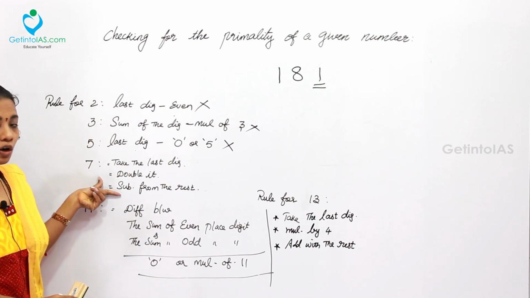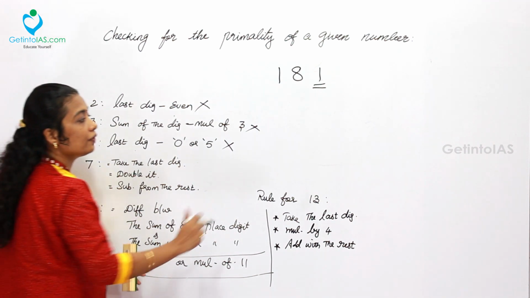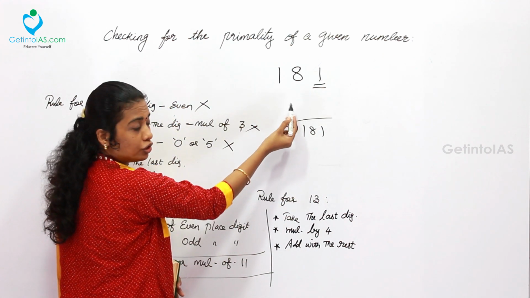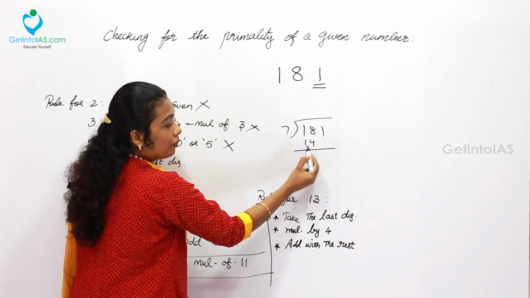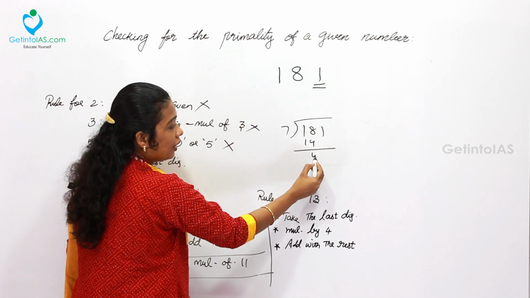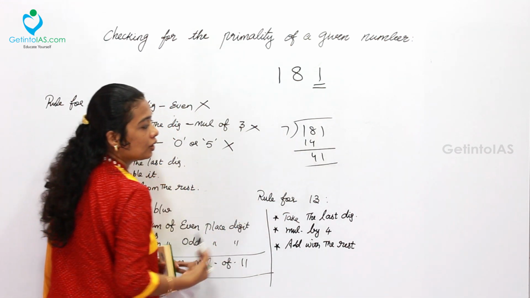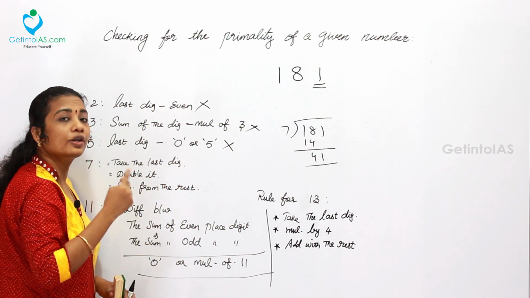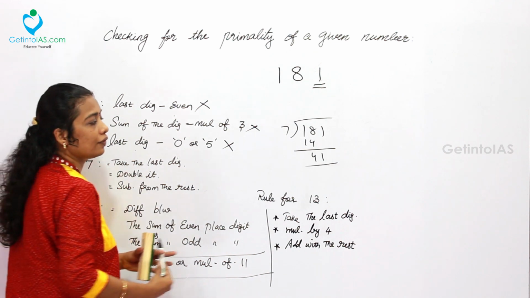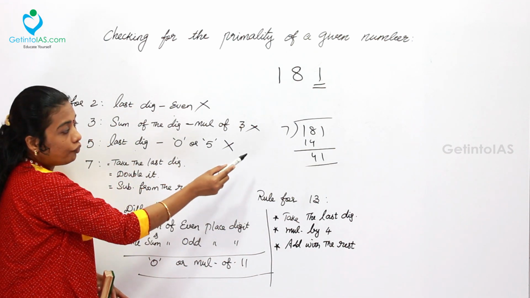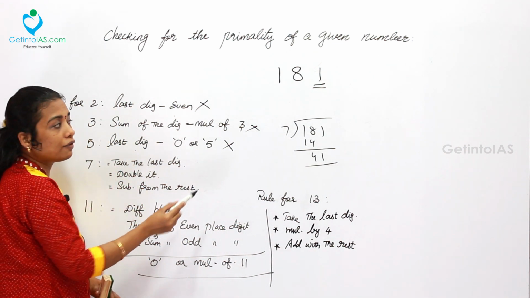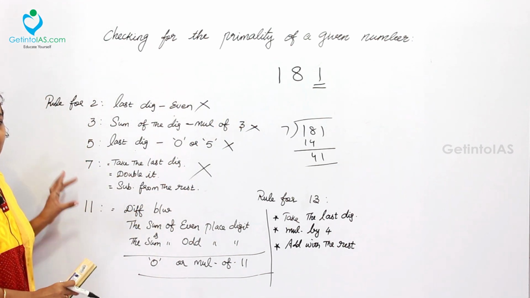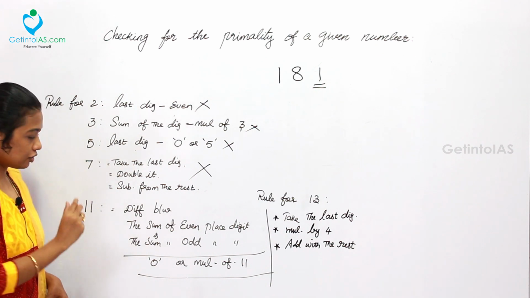Here also you can take all the 3 steps or you can directly divide by 7. So 181, I am dividing by 7. No need for the quotient part here. 14 is one of the multiples of 7 I have taken here. The rest is 4, 1. The remainder 41 is not a multiple of 7. Why? Because 42 and 49 are the multiples of 7. 41 is not. So 181 is also not a multiple of 7. So 7 is rejected. Moving on to the next rule.